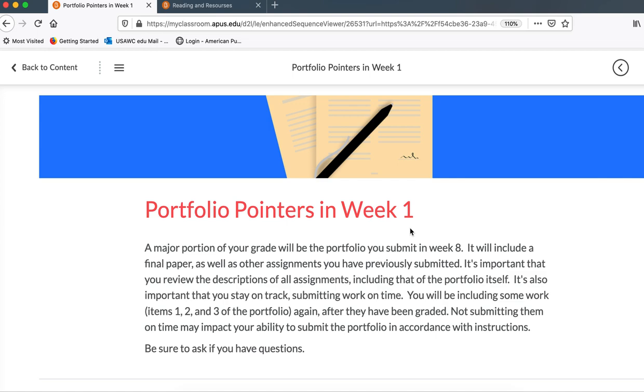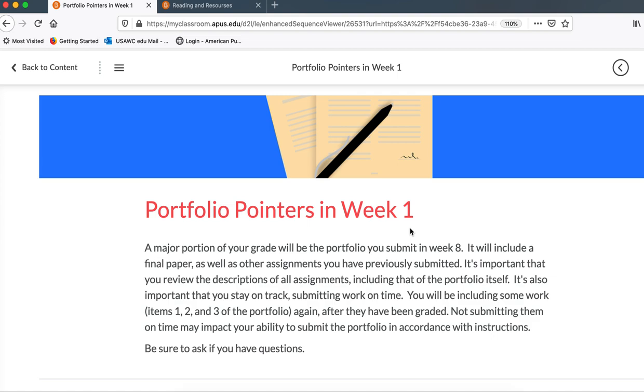This is the last slide of the readings this week. It says portfolio pointers in week one. What does that mean? All right. So for this course, the written assignments that you develop all will be contained in a portfolio that's due on the final week of the course, week eight.